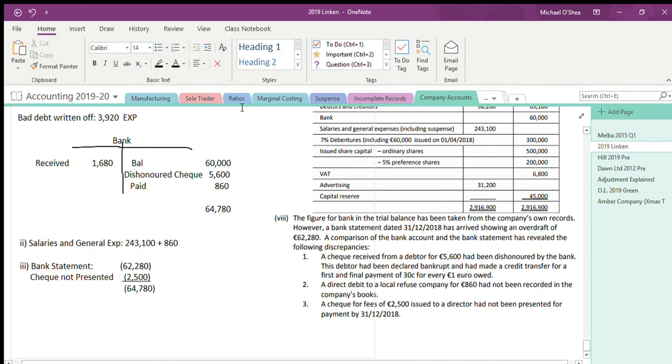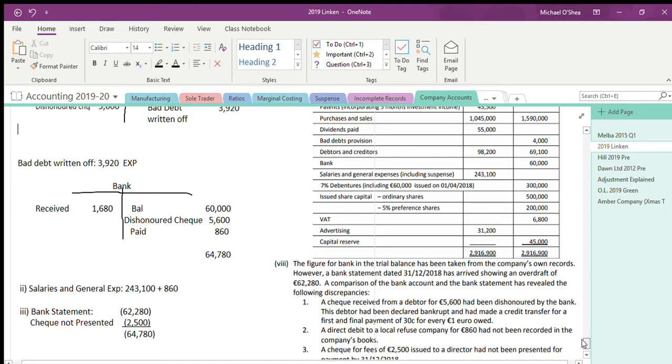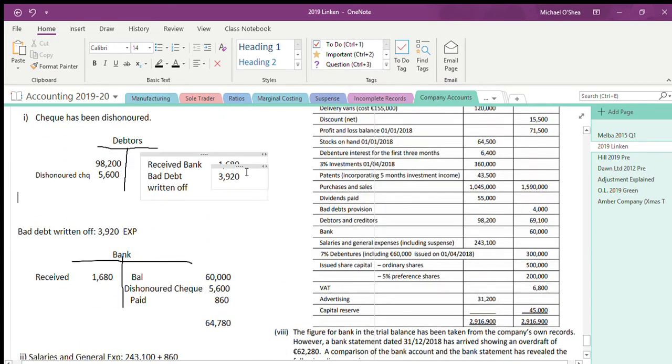As you can see from the rest of it, what I'm doing with it is I have basically received 30 cents in respect of the euro, and the rest of it has been written off as a bad debt. This is all because when the debtor has been declared bankrupt and makes a first and final payment, 30 cents in respect to the euro means 30% of my debt was paid to me in the first and final payment. So 5,600 multiplied by 30% gives me 1,680. So I've received this 1,680.